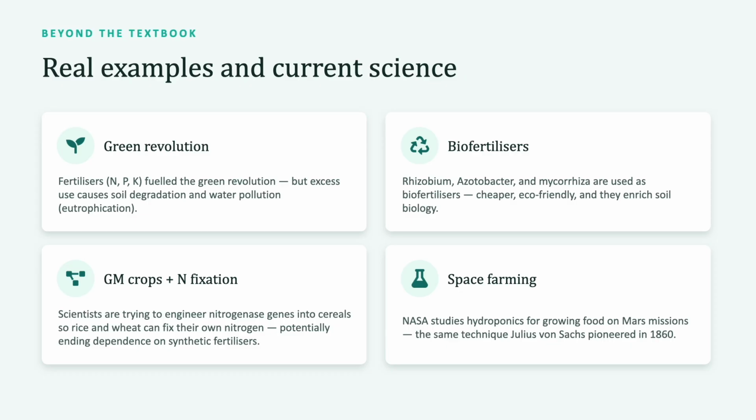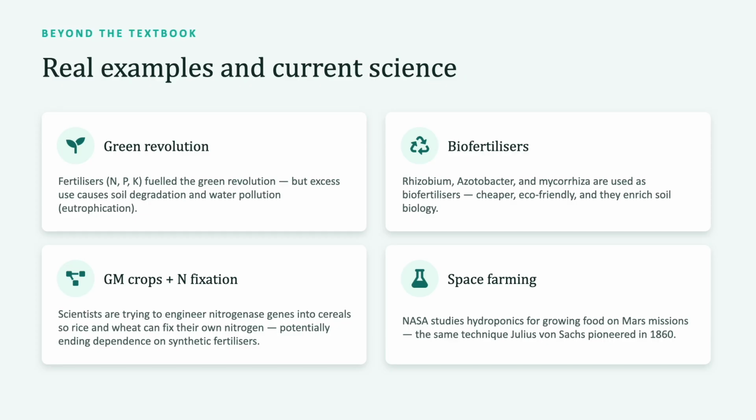Biofertilizers like Rhizobium, Azotobacter, and Mycorrhiza offer a greener alternative. They are cheaper, eco-friendly, and enrich the soil. Scientists are now trying to engineer nitrogenase genes into cereal crops like rice and wheat. If they succeed, these crops could fix their own nitrogen, ending our dependence on synthetic fertilizers.